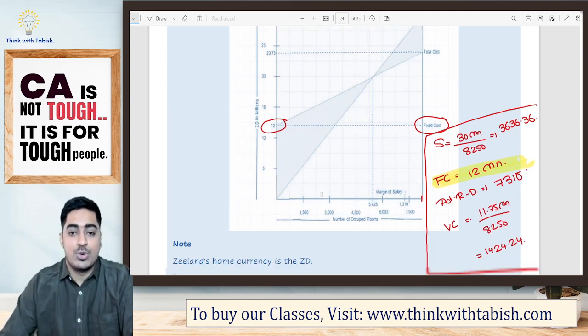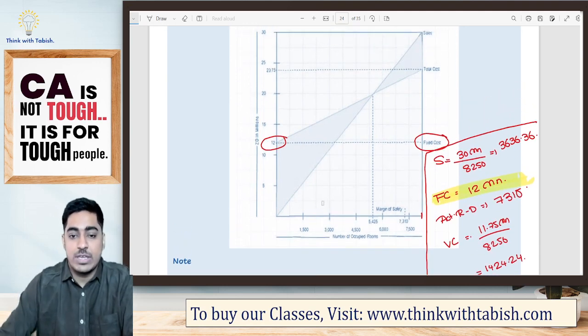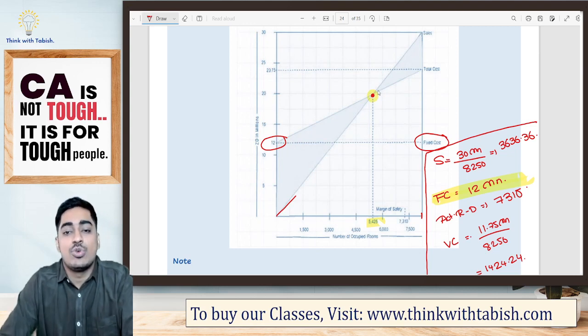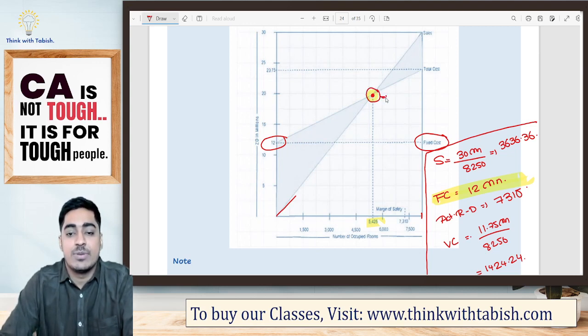Next, what they are telling is this 5425 is written here. This is the point where, if you see, this is my sales line, and this is my total cost line. This is the point at which my total sales is equal to my total cost. That means this is my break-even point. 5425 is my BEP.